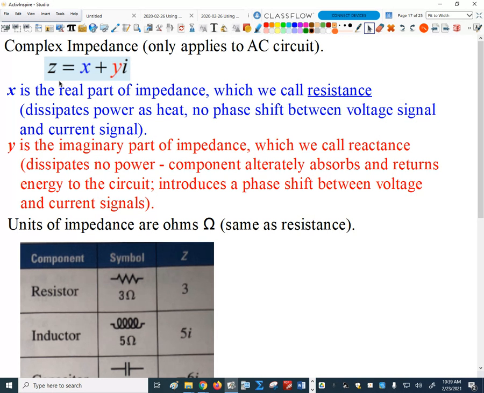Z is usually the variable that we apply to complex numbers for some reason. I think it is partly because that way we can let X be the real part and Y be the imaginary part. Well, if we have a complex impedance like this, the real part of the impedance is what we call the resistive impedance. So this is true resistance. This is energy that is lost in the circuit to heat.